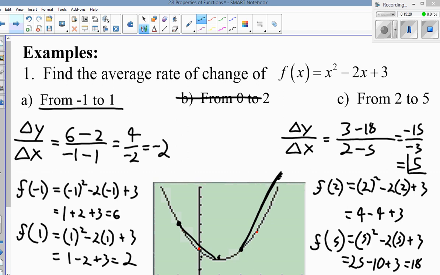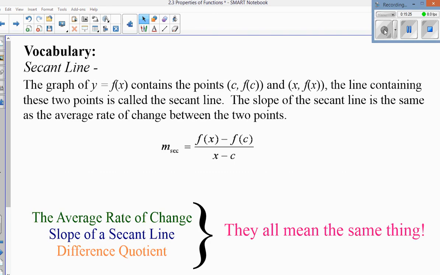So that is how you go about finding the average rate of change. Like I drew before, that rate of change, that slope, is the slope of a line connecting those 2 points. Those 2 points and that line connecting them is called the secant line. All it is is a line containing those 2 points. And understand that the average rate of change, the slope of that line, and the difference quotient all mean the same thing. So don't get confused with that.